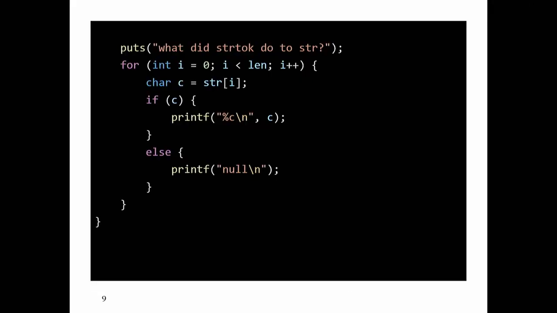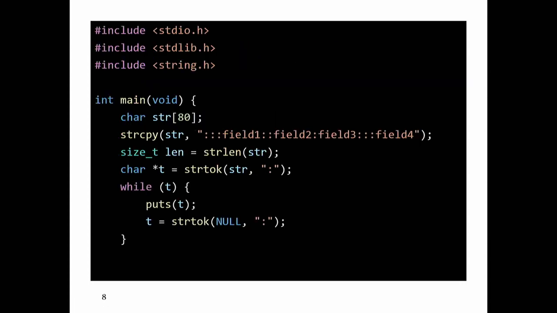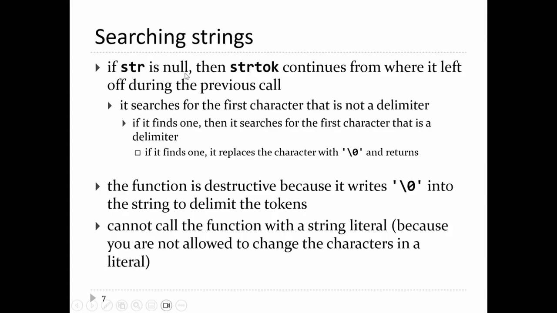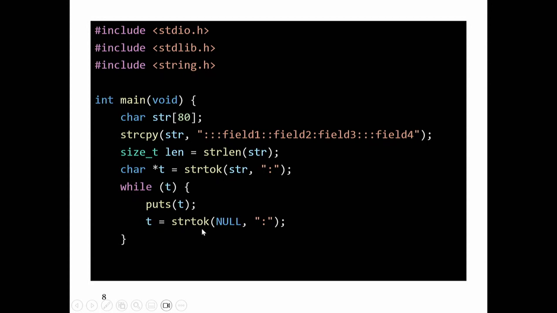Now, how does it know where it left off from the previous step? Remember, the way you process the string is, after the first time you call strtok, you pass in null. And then it somehow remembers where it left off at the previous step. Does anybody know what mechanism it's using to remember where it left off? Anybody guess? You do know the answer. Technically, you know what the answer is.